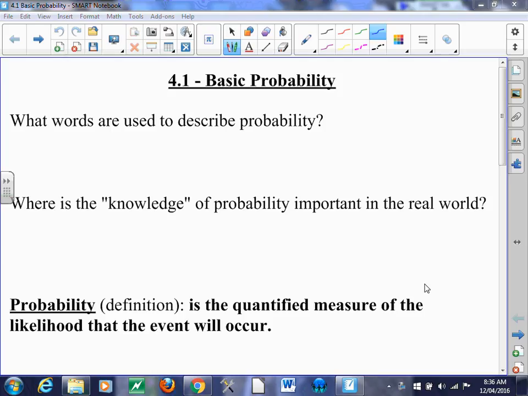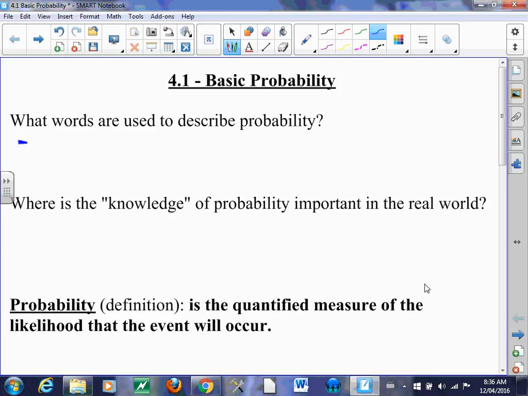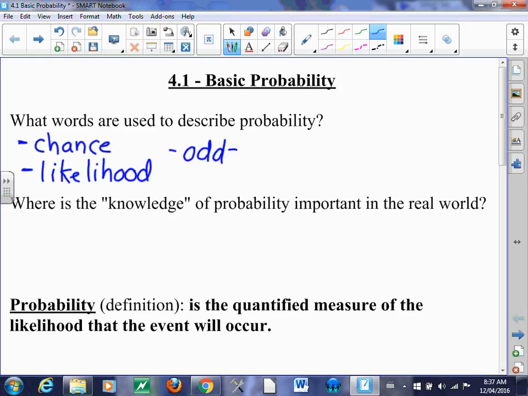Alright, I want you to think about in the real world, where do you see words that are used to describe probability? Okay, so what are some of those words that we see? We see a chance. We see a likelihood. And we use a word called odds. Now, probability can be used in a regular sense in terms of weather. Probability can be used to describe a possible outcome.